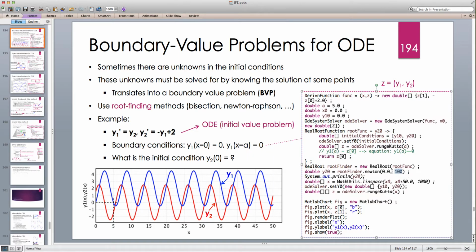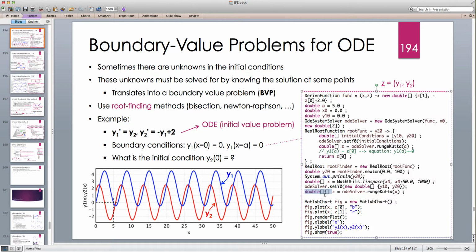If it finds a solution for y2 0, so if the ODE system has a unique solution, we should be able to find a unique solution for y2 0. So double y2 0 is root finder, using the Newton method with an initial guess of 0 and 100 iterations, and then I'm just printing the value that it finds. Now that I have found y2 0, and I already have y1 0, it's just using the ODE solver with the correct initial conditions. Set y0, now it's y1 0 and the y2 0 that we just found from the root finder. An array of x values from x0 to x0 plus 50, 1000 points, and then ODE solver dot runge-kutta for this array of x values.